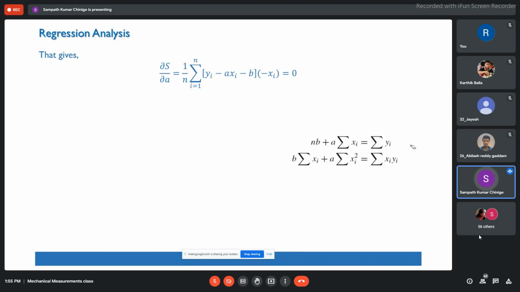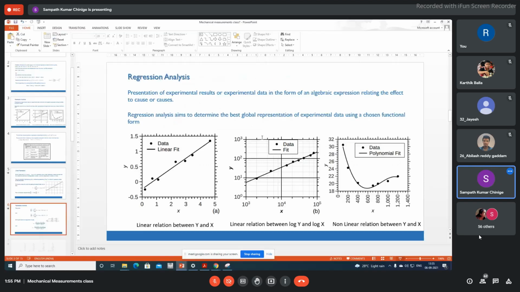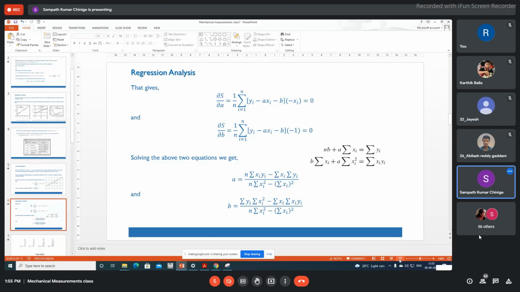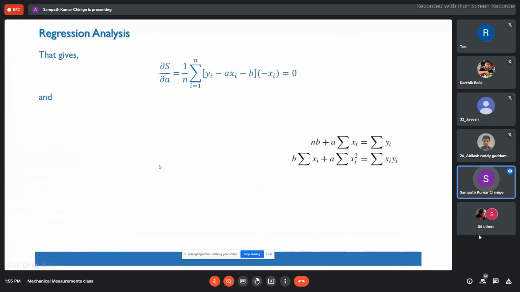So what it will do, when I solve ∂S/∂a, I will be getting 1/n Σ(yi − axi − b)(−xi), because we are differentiating with respect to a, so therefore minus xi will come out. And similarly, when I solve ∂S/∂b, the derivative of the deviation with respect to b will again give you minus b, that is minus 1, which is equivalent to 0.